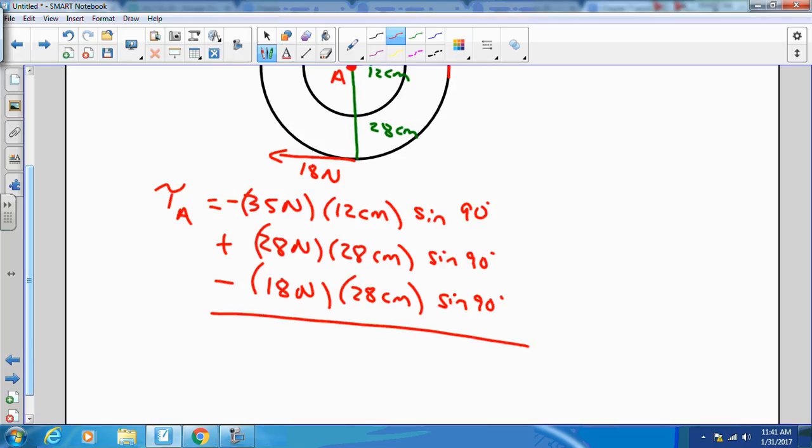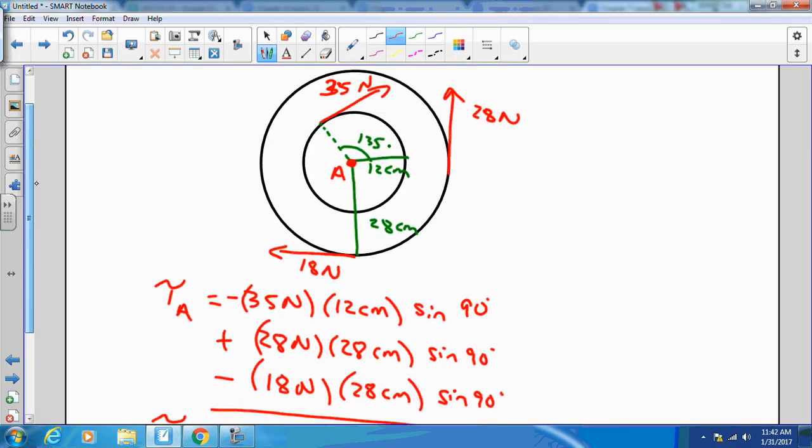Now, if we add all this up, what do we get? You have to multiply out first. Does it come out to be 0? I'm thinking not. Negative 140. So the net torque about point A then is negative 140 Newton centimeters, indicating that there's going to be a tendency for this thing to rotate clockwise under the influence of these three forces.